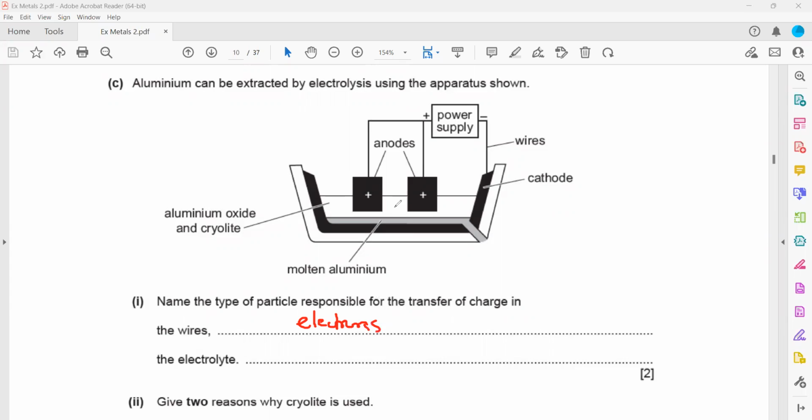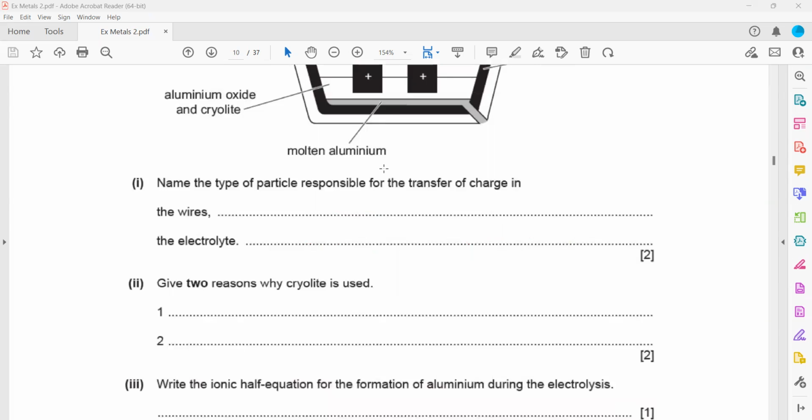And in the electrolyte, in the solution, what we have is always ions. You can say positive and negative ions, or you can simply say both. So positive and negative ions are responsible for transferring a charge in the electrolyte, and the electrons are responsible for transferring the charge in the wire.